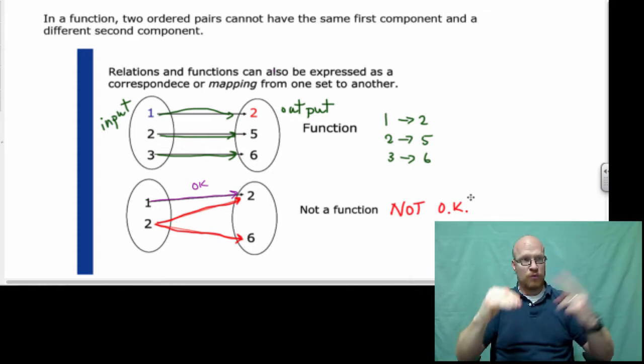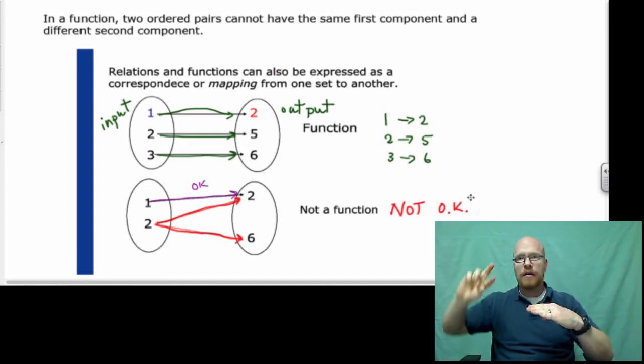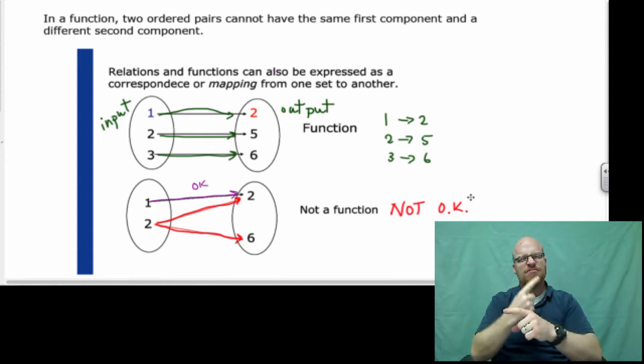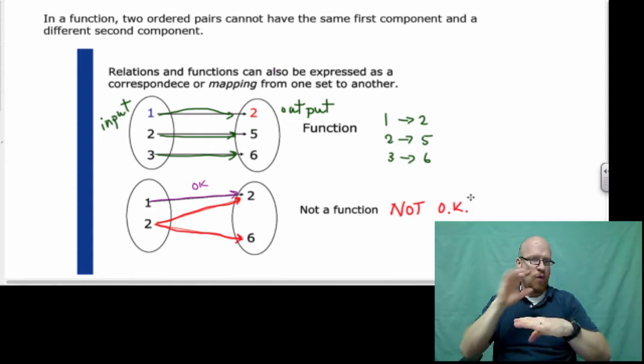If you have one input and it comes in the function box and you get a 2 or a 6 or different answers, it doesn't work. That's not a function. It breaks that rule. Okay?